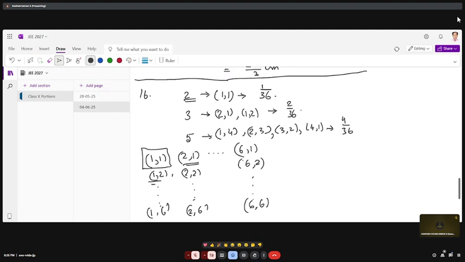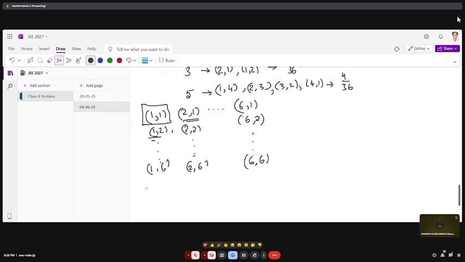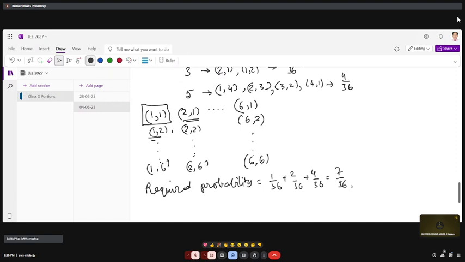So what is the total possibility, either 2 or 3 or 5? You have to simply add them up. So the required probability is 1 by 36 plus 2 by 36 plus 4 by 36, which is 7 by 36.